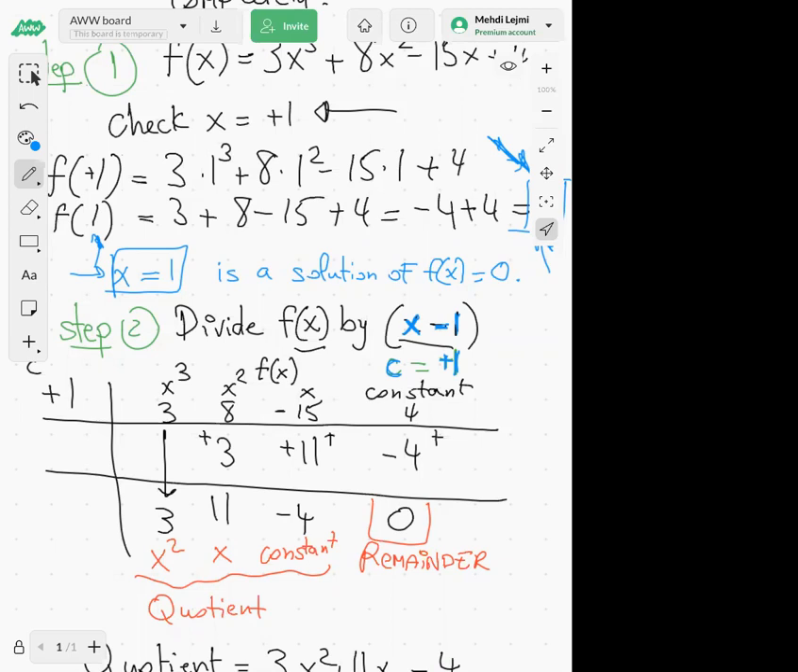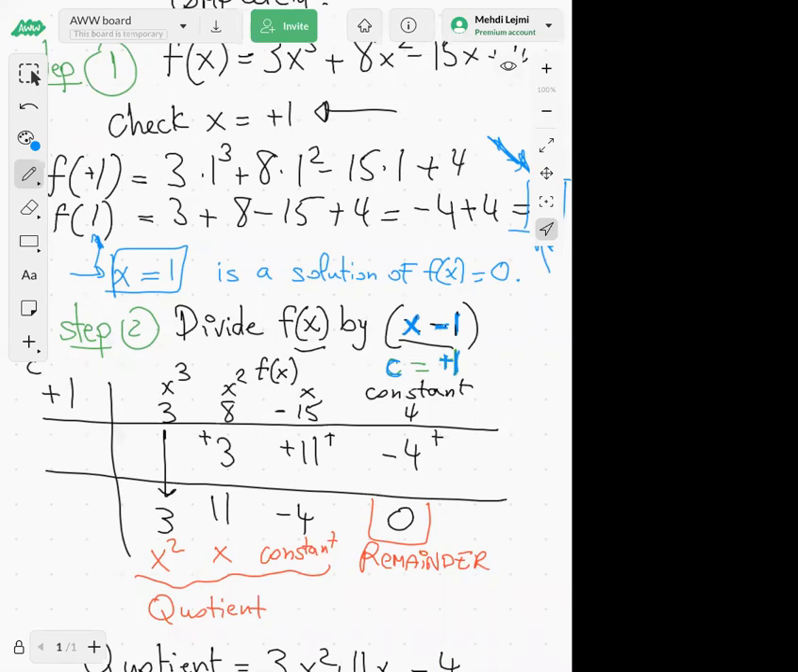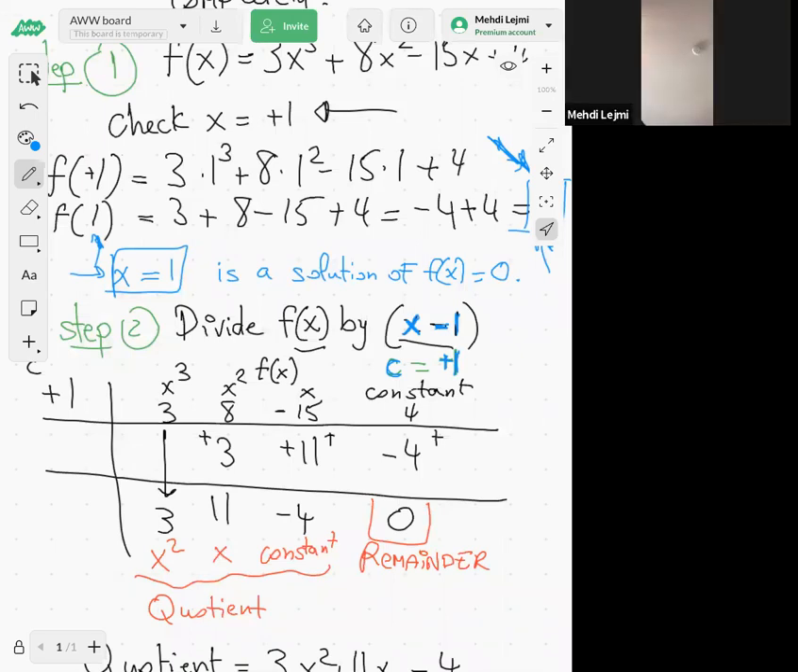This is supposed to be the constant 0. You mean the remainder is 0? Yes. No, you don't need to change it, Kwame. So the c would be equal to the solution, but when you divide, you have to divide by x minus that solution. So you don't need to change it.